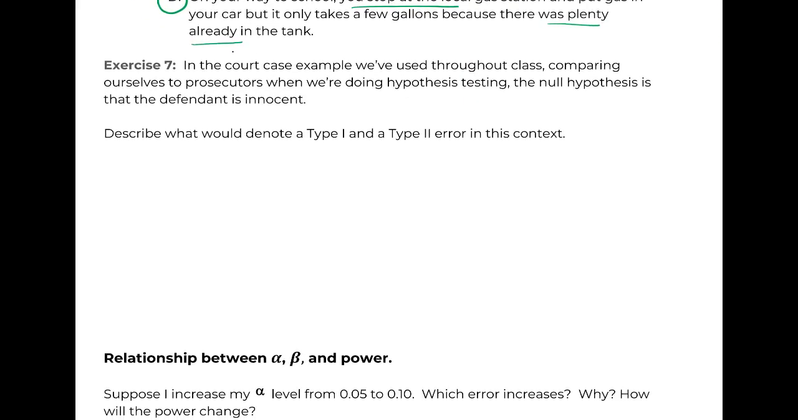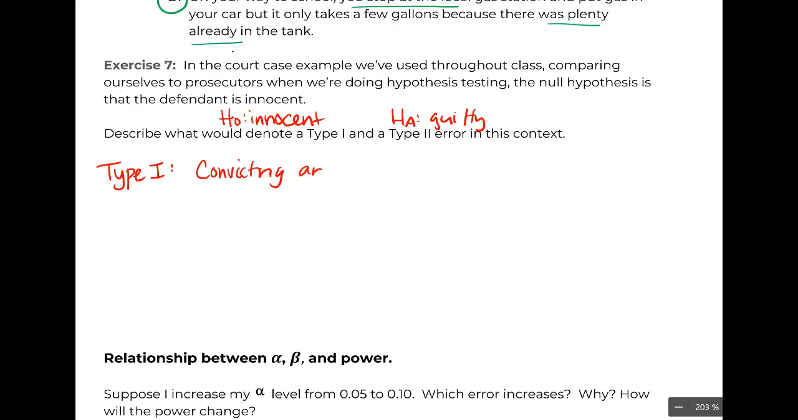All right, we could even bring this into exercise where we talk about the court case example. So in the court case example, right, the null hypothesis is that we have to assume the defendant is innocent. And our alternative is then that they are guilty, right? That's what we're trying to prove. So a type 1 error is when we reject this and decide this, right? Except that was actually true. So a type 1 error is convicting an innocent person.